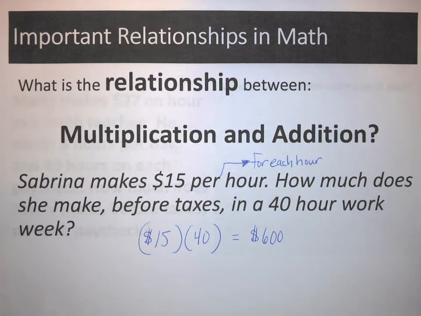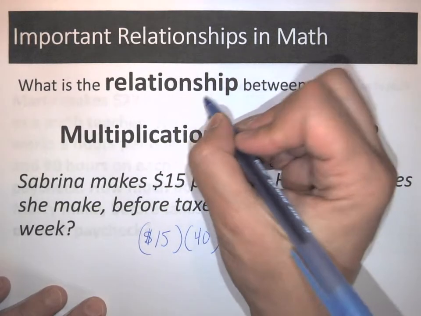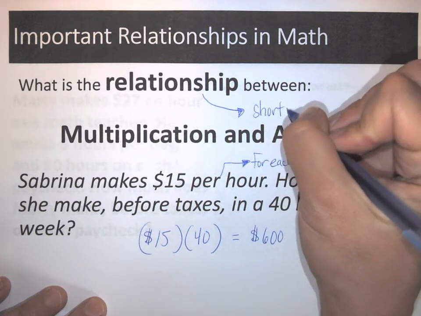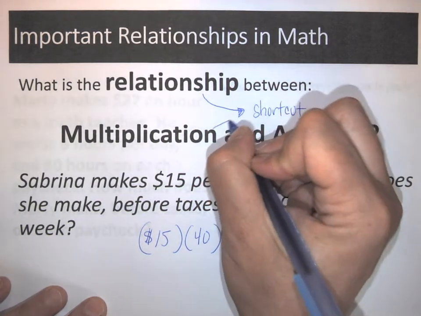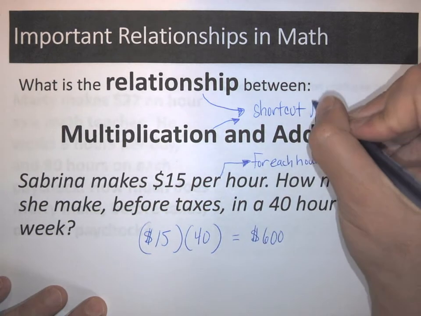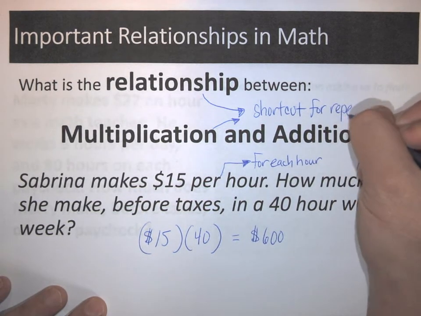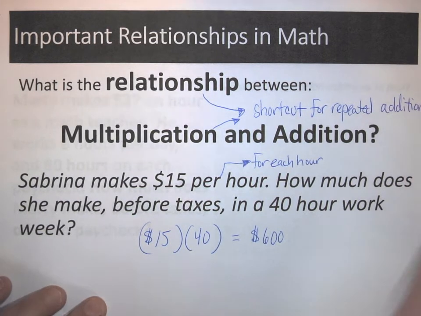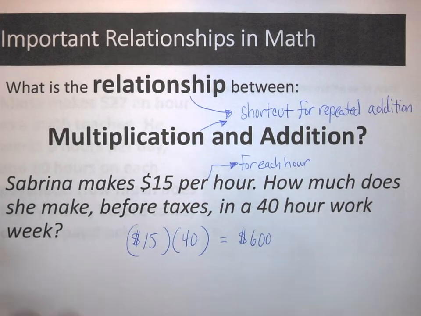So think about it for a minute. What is the relationship between multiplication and addition? This is not a relationship of opposites. This is a shortcut relationship. So multiplication is a shortcut for repeated addition. And we're going to see later on that then we can build on that, and there is even a shortcut for repeated multiplication.